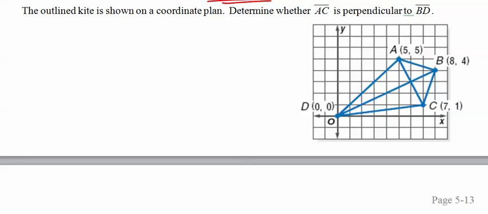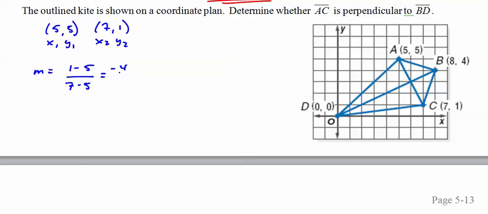So, an outline of a kite is shown on a coordinate plane. Determine whether AC is perpendicular to BD. And this is from geometry. This and this should be perpendicular in a kite. So, let's find the slope of AC. We have (5, 5) and (7, 1). 1 minus 5 over 7 minus 5 is -4/2, which equals -2. Down to the right, pretty steep slope, yes.